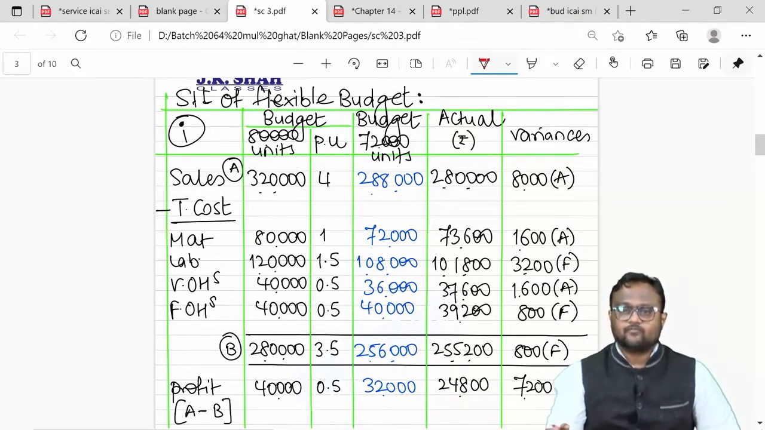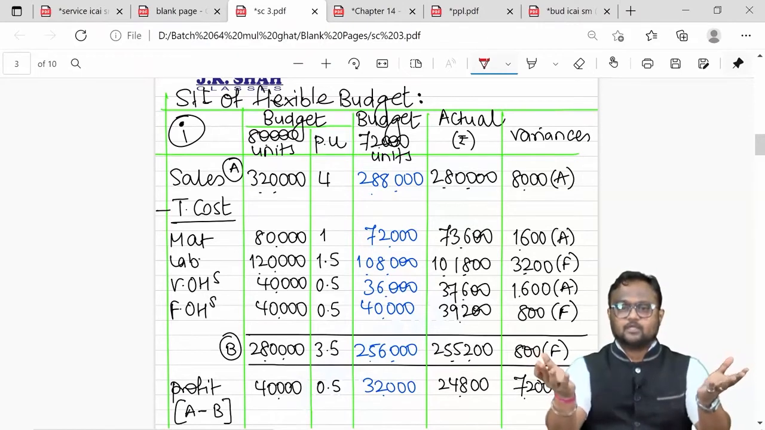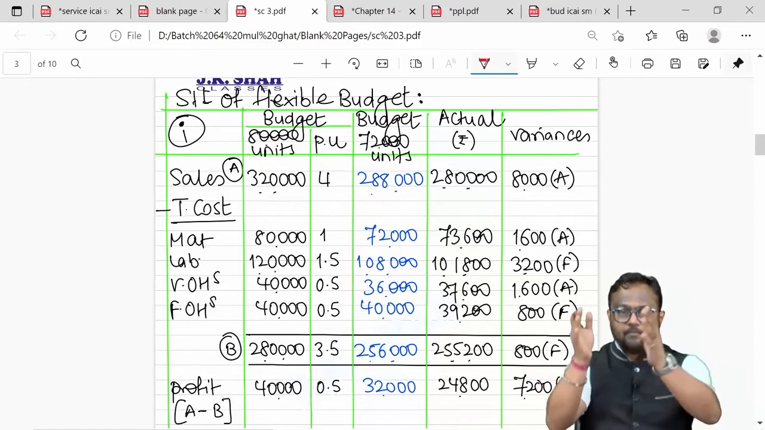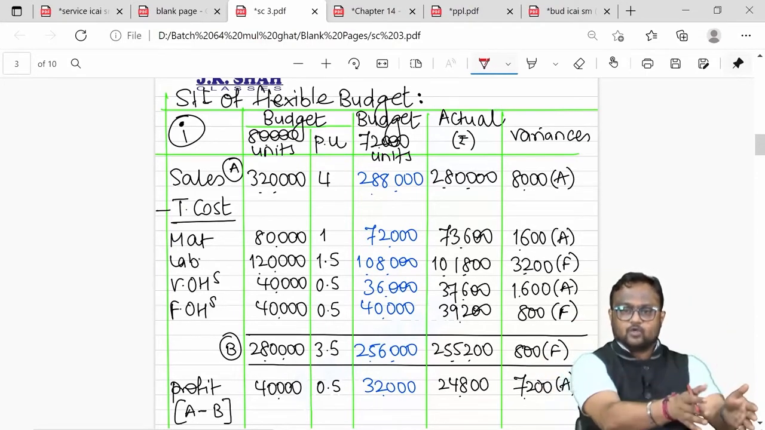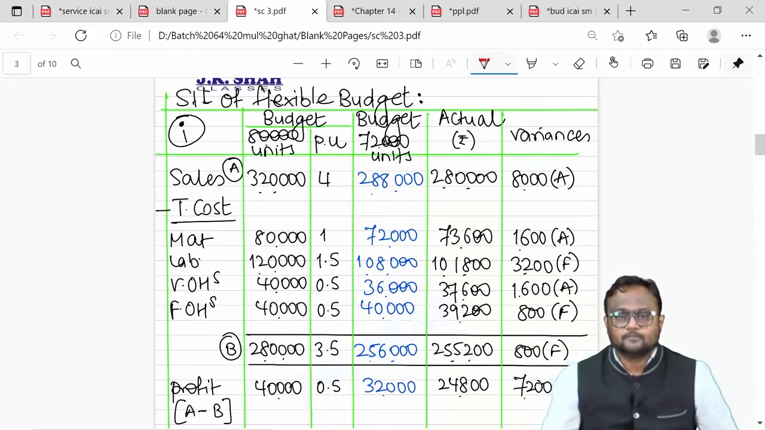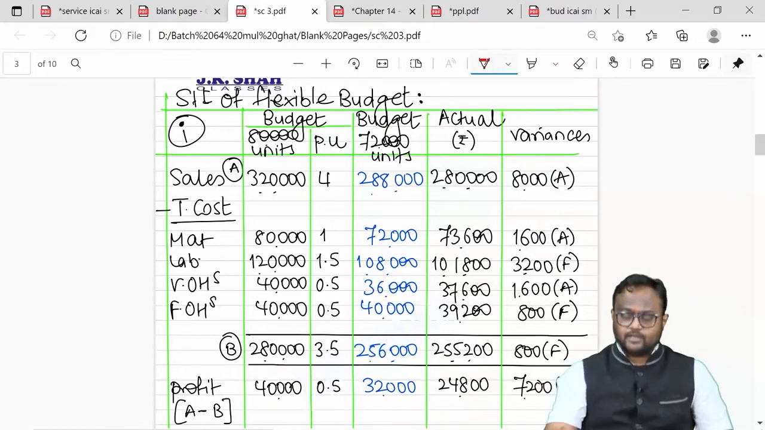Simply focus on the breakup of cost. How much is variable, how much is fixed. For variable, focus on CPU. For fixed, focus on total. If you come across any semi-variable cost, break that into 2 parts. Merge variable with variable, start focusing on CPU. Merge fixed with fixed, start focusing on total. Is this part clear? That's what we did here.